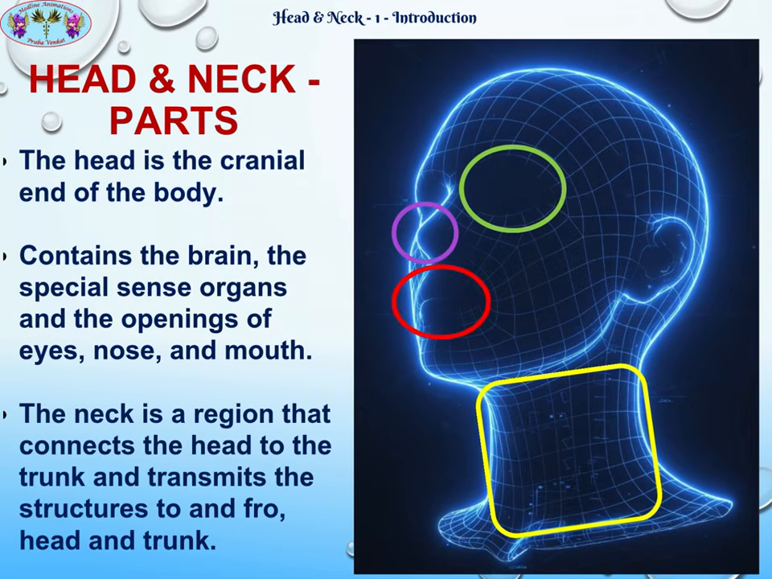Let's see the parts of head and neck. The head is the cranial end of the body, contains the brain, the special sense organs, and the openings of eyes, nose, and mouth. The neck is a region that connects the head to the trunk and transmits the structures to and fro, head and trunk.